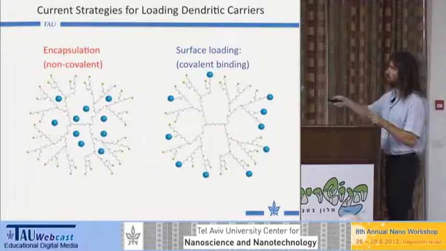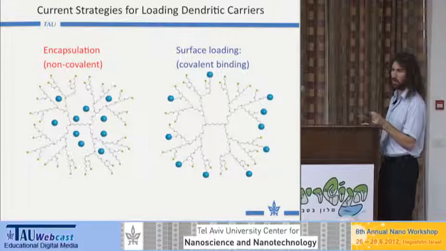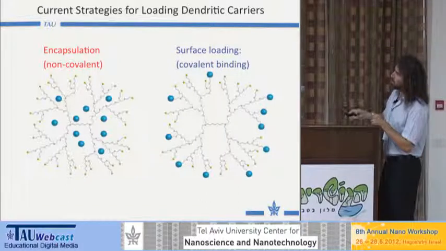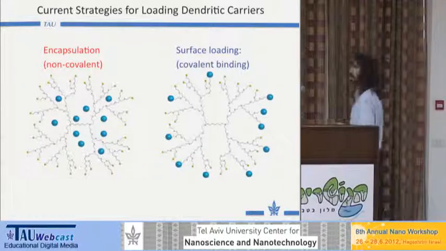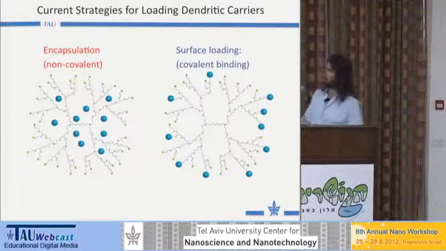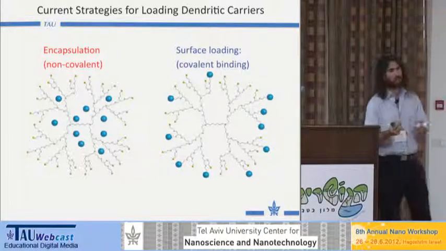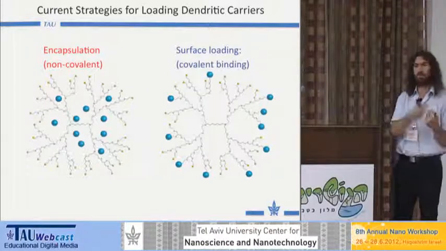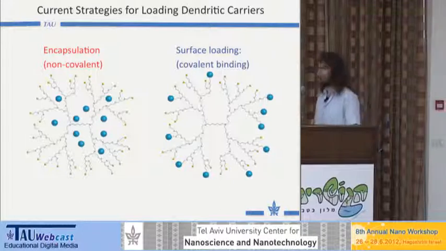platform. One is to use non-covalent encapsulation of dyes or drugs inside the cavities of the dendrimer. And the other is to bind some moieties or some drugs or dye to the outer groups, to the surface. But both approaches have their limitations. In the case of encapsulation, first, it's very hard to control the stability of these complexes. And if your stability is too strong, then your dyes wouldn't get out when they reach the target. Or if it's too low, they're going to escape before.